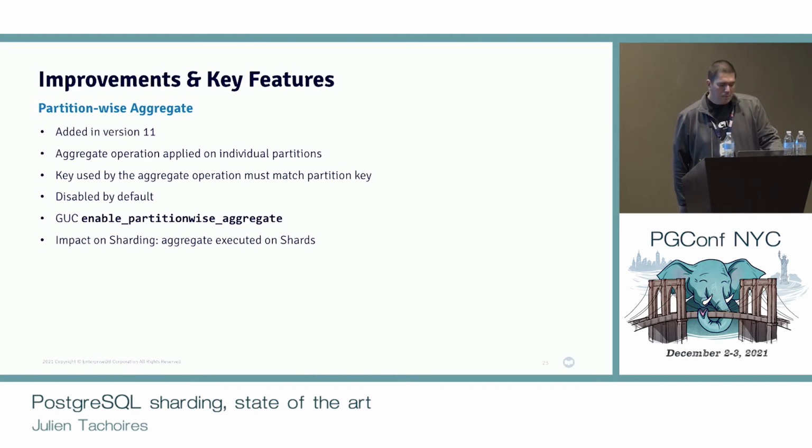So like for partition-wise join, partition-wise aggregate is disabled by default because of CPU and memory usage at planning time in case of a very large number of partitions. And to enable it, the enable partition-wise aggregate parameter should be set to on. And like for partition-wise join, the objective when using it in sharding is to delegate aggregate execution to the shard nodes.